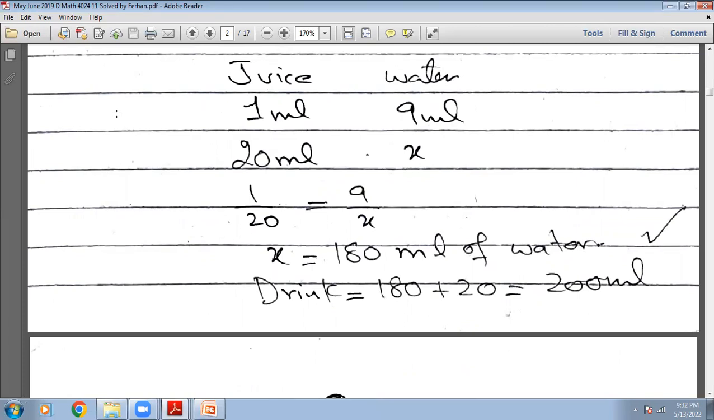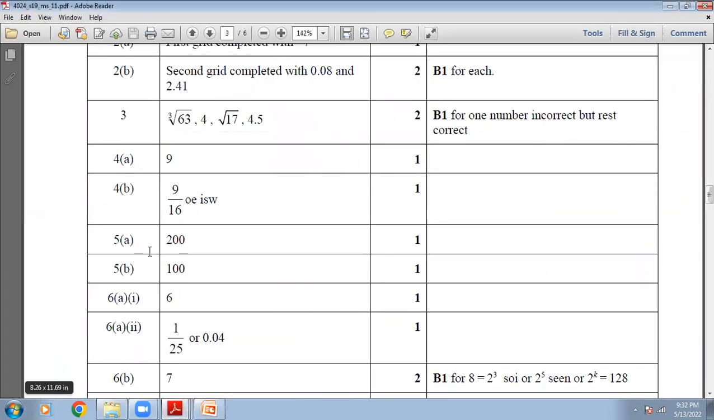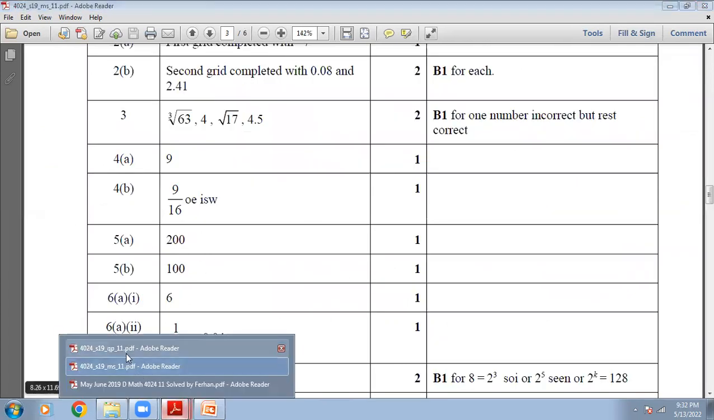So 1 ml juice requires 9 ml water. 20 ml juice requires how much water? So 1 by 20 equals 9 by x. Cross multiply, x will be equal to 180 ml of water. Now the drink will be the water plus the juice. So it will be 180 plus 20. So in one glass of the drink, you will have how much total drink? 200 ml. 200 ml is the right answer, sir.